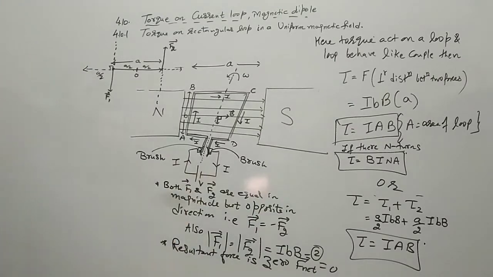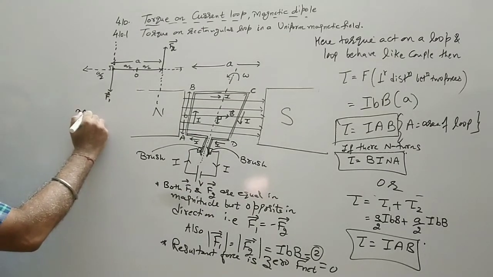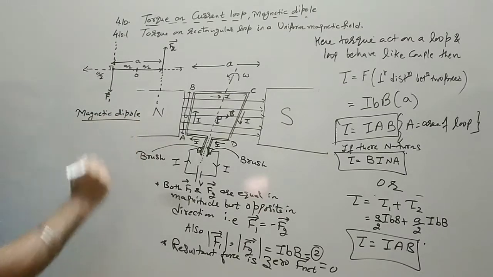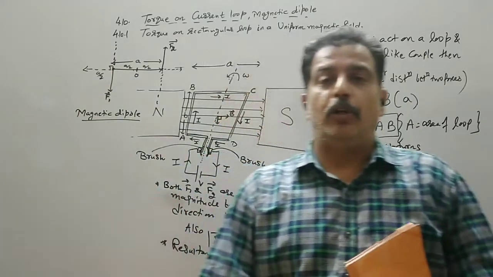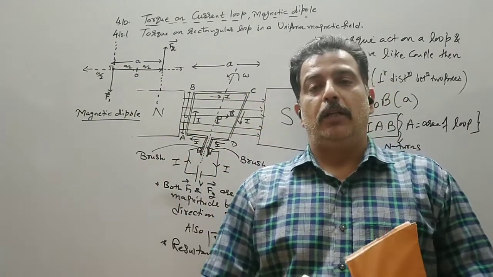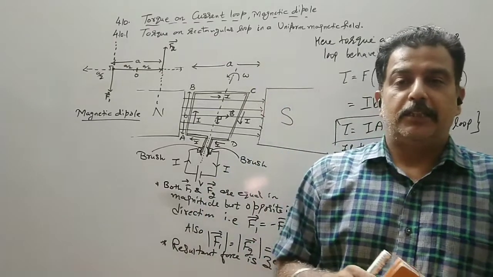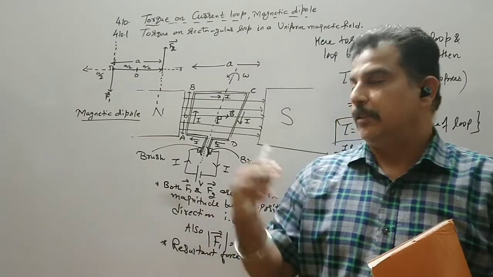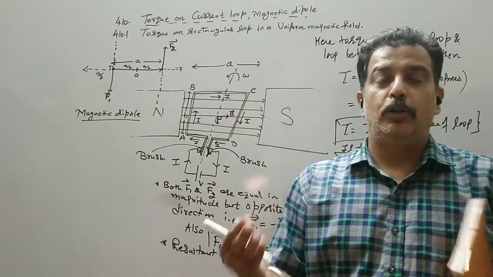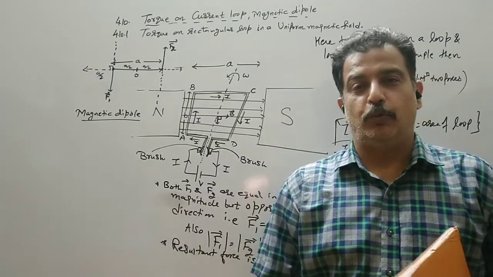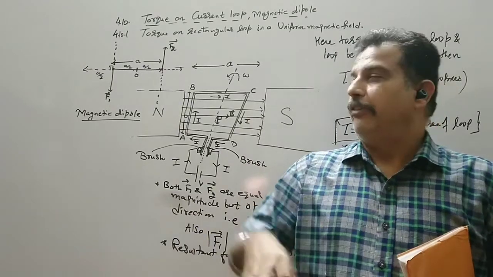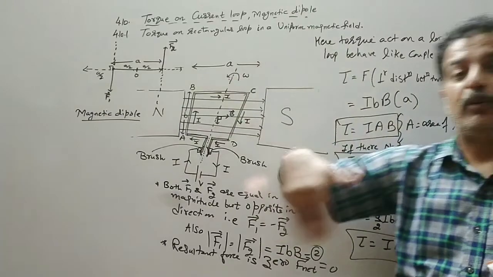Now let us define a new terminology, which is called the magnetic dipole. Like we have an electric dipole. What was an electric dipole? An electric dipole was a system of two equal and opposite charges separated by a finite distance. Here, in place of the two charges, we have the two poles, north and south pole. We know that they are separated by a finite distance. So we will also study in detail the magnetic dipole of a bar magnet.